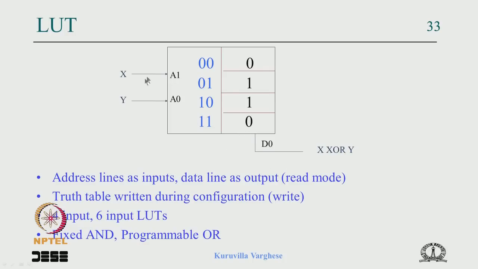If you have an n variable implementation, you take a 2 raised to n into 1 bit memory, then program the truth table of the whole function in the locations. Put the memory in read mode, and connect the variables to the address lines, like A1 and A0, the way you programmed. You use the data line as the output. That is as simple as it is. One advantage is that you can program any function of 2 variables. It is so flexible that if you want to implement AND or XOR, NOR, everything is possible. That is the kind of flexibility of the lookup table.